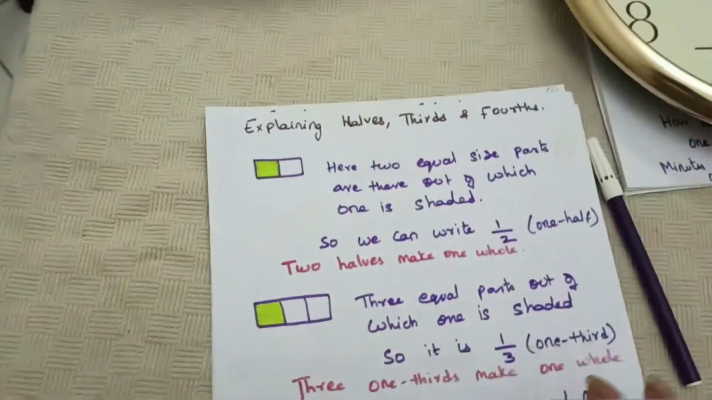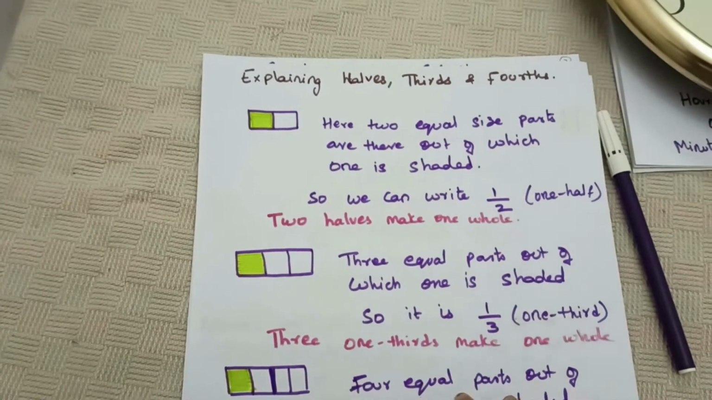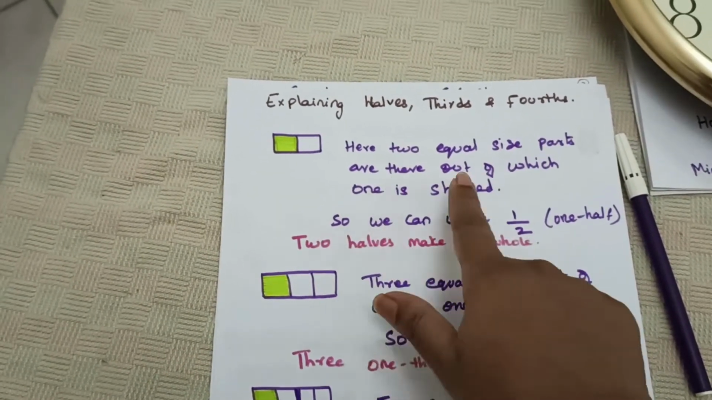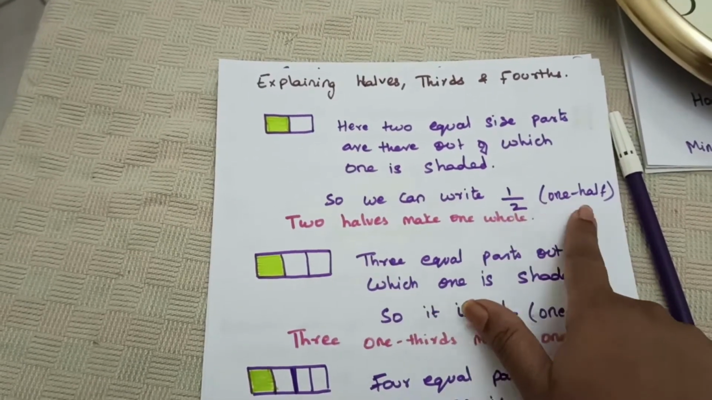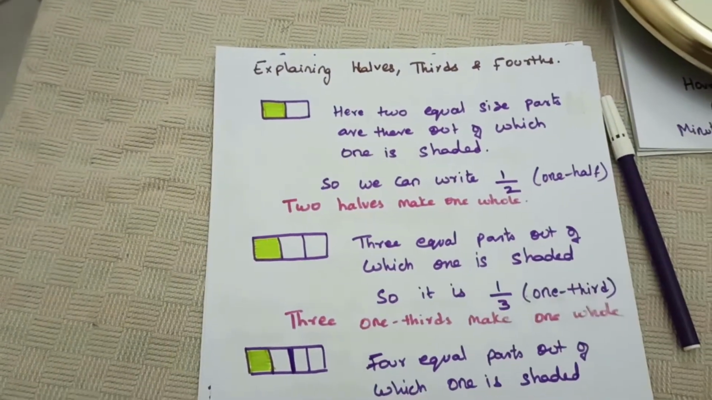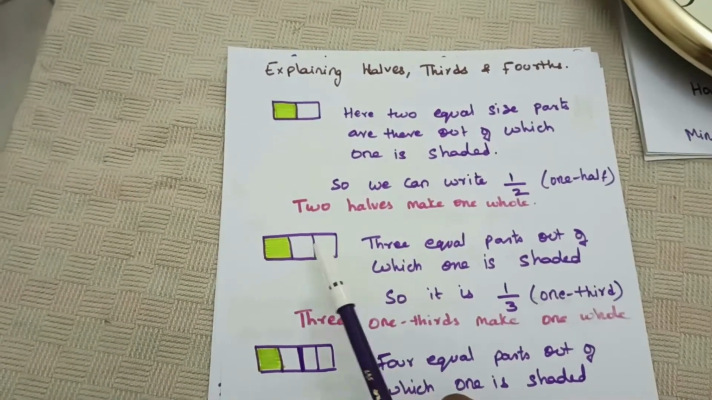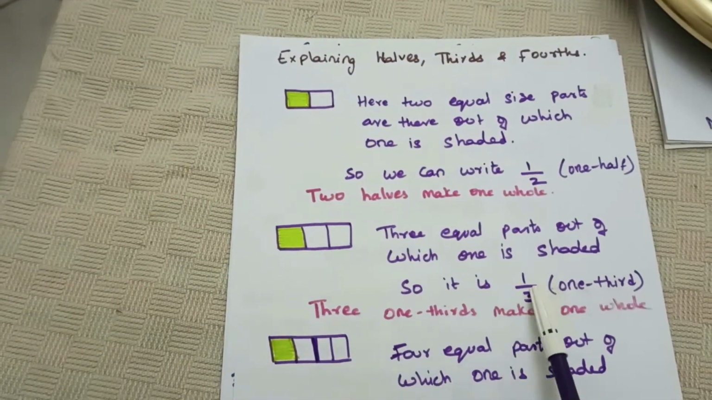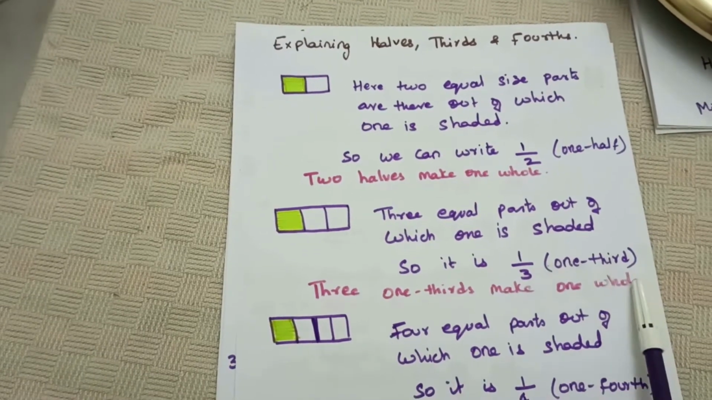Now, explaining halves, thirds and fourths. Here, 2 equal size parts are there, out of which 1 is shaded. So, we can write 1 by 2. So, 2 halves make 1 whole. The next one, 3 equal parts are there, out of which 1 is shaded. So, it is called 1 by 3. 3 one-thirds make 1 whole.